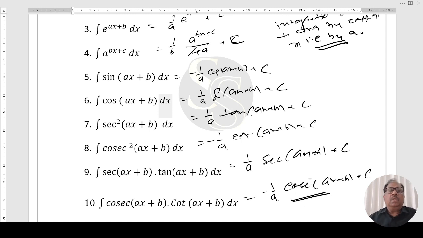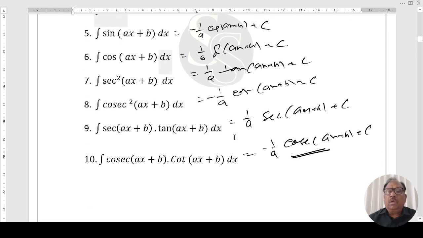Right, this is regarding the formulas of integration of functions whose differentiation is known. Now, further we will discuss the integration of tan x, cot x, sec x and cosec x. Now, let's start it.